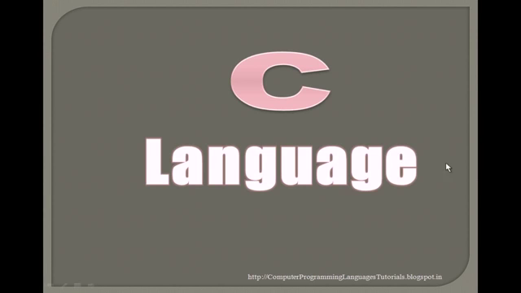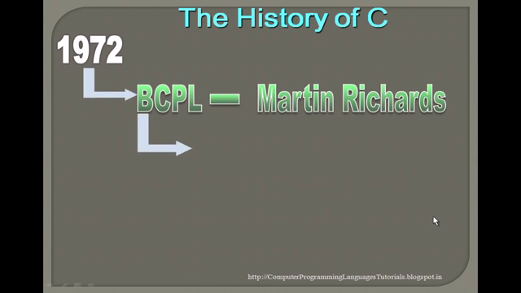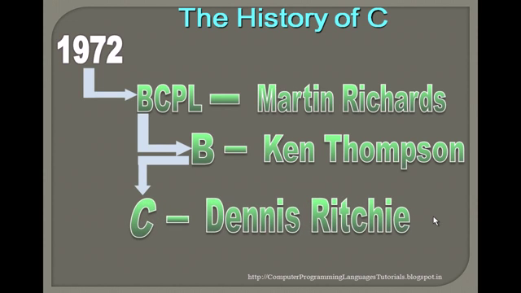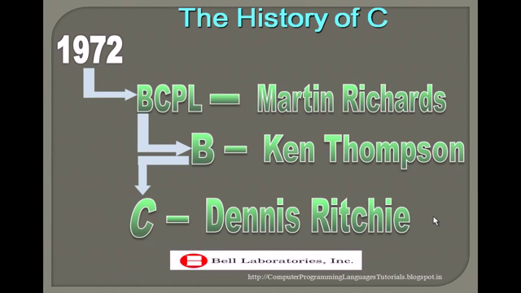Now let us start with C language. Here is the simple history of C language. In the year 1972, Martin Richards first created the BCPL language. BCPL stands for Basic Combined Programming Language. It is also known as B language. In the same year, Ken Thompson and Dennis Ritchie added some features to B language and gave it the name C language. Why C? Because alphabetically after B there is C. Therefore, it is known as C language, and it was created at Bell Laboratory, USA.